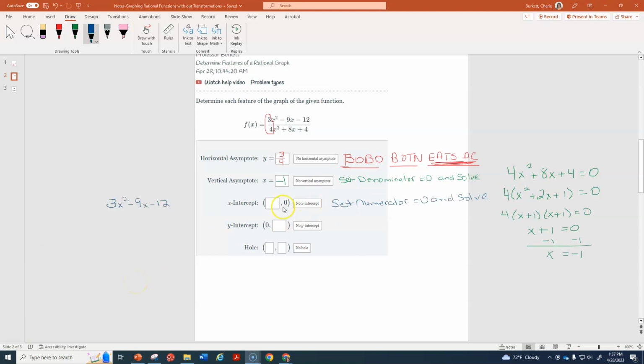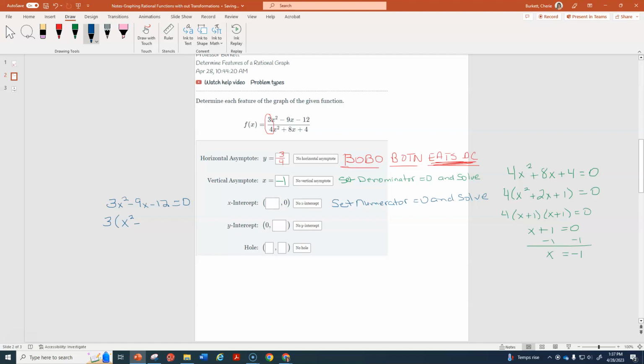Now finding the x-intercept is very, very similar to finding the vertical asymptote. We're going to take the numerator and set it equal to 0 and solve. So over here, I have written the numerator, 3x squared minus 9x minus 12. I'm going to set it equal to 0 and solve. What are we going to do? Factor out the GCF. I notice there's a 3. That's a common factor to all of them.